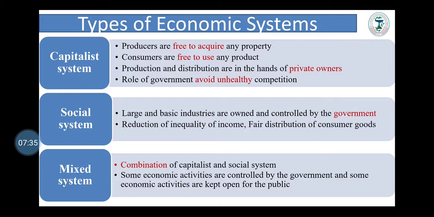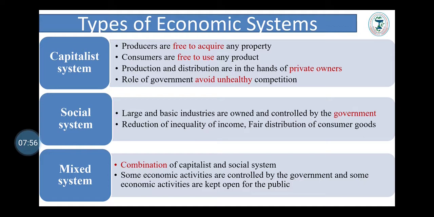According to this system, large and basic industries are owned and controlled by the government. Distribution is in the hands of the government. Advantages: reduction in inequality of income and fair distribution of consumer goods.